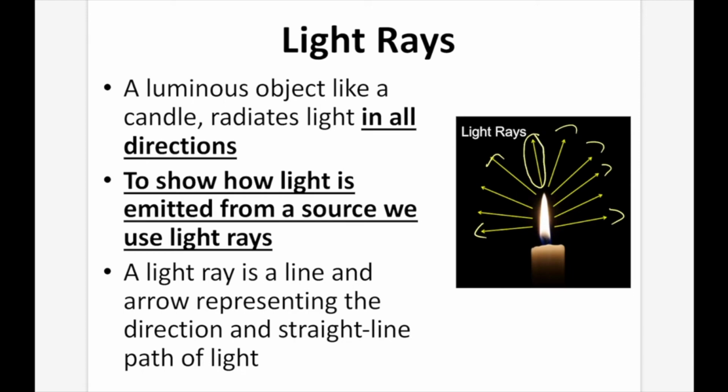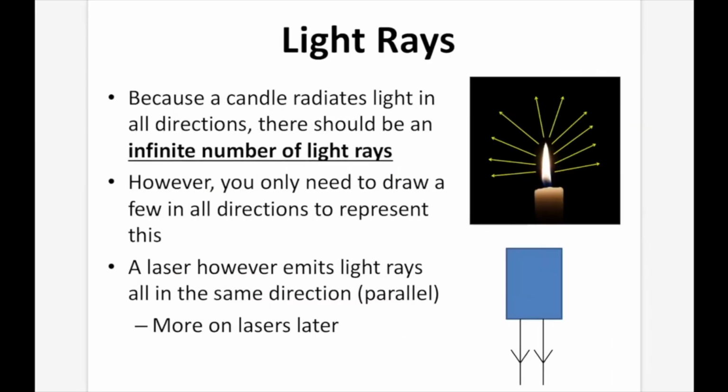A light ray is simply a line with an arrow representing the direction and a straight path of the light ray. Because a candle radiates light in all directions, there should be an infinite number of light rays. However, we only draw a few of them to simplify things and to represent what's going on.